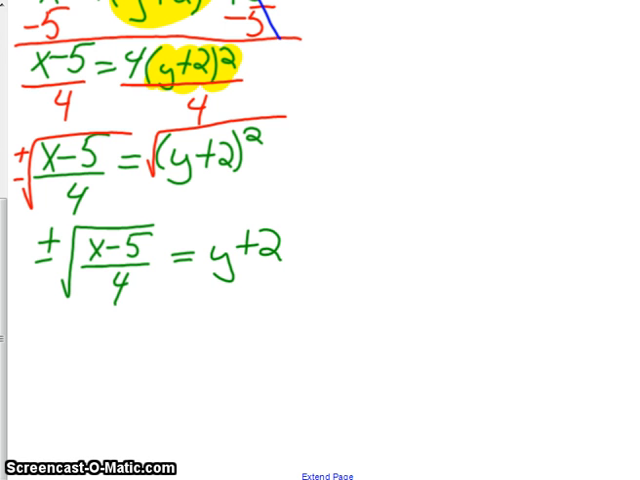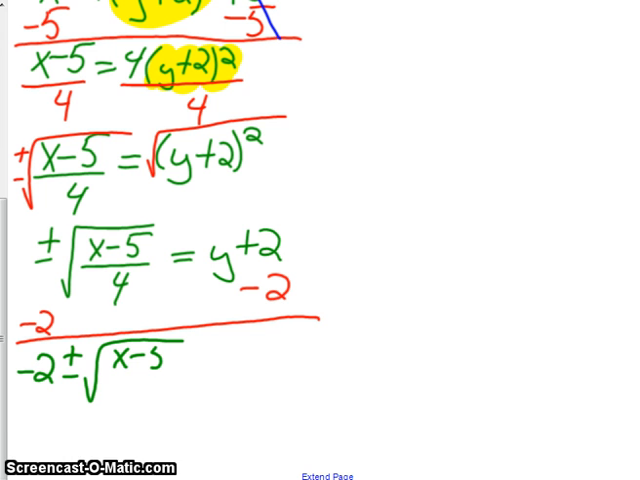Last step, get y by itself. I want to get rid of add 2, so I'm going to subtract 2 from both sides. And so now this number that's up front is negative 2. Plus and minus the square root of x minus 5 all over 4. So that is my inverse function, or my decoding function, for this message.